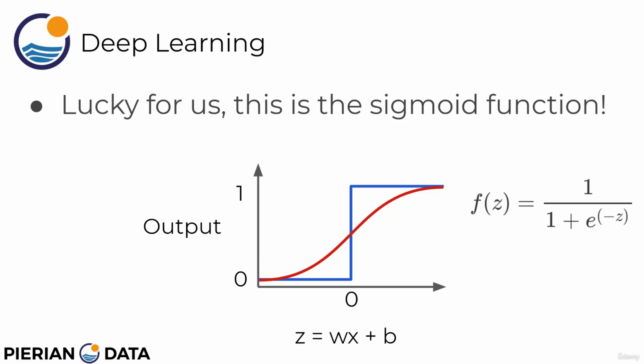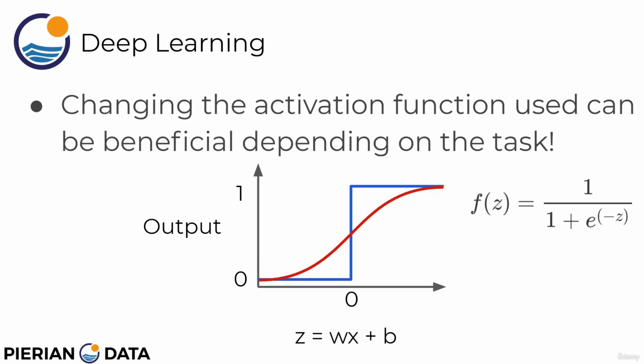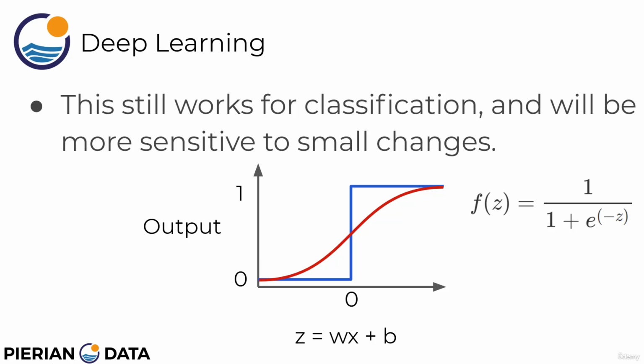And here we can see the formula for a sigmoid function, also known as the logistic function, which is f of z in our case is equal to 1 divided by 1 plus e to the power of negative z, where z in our case would be equal to wx plus b. So changing the activation function used in your neurons can be really beneficial depending on the task.